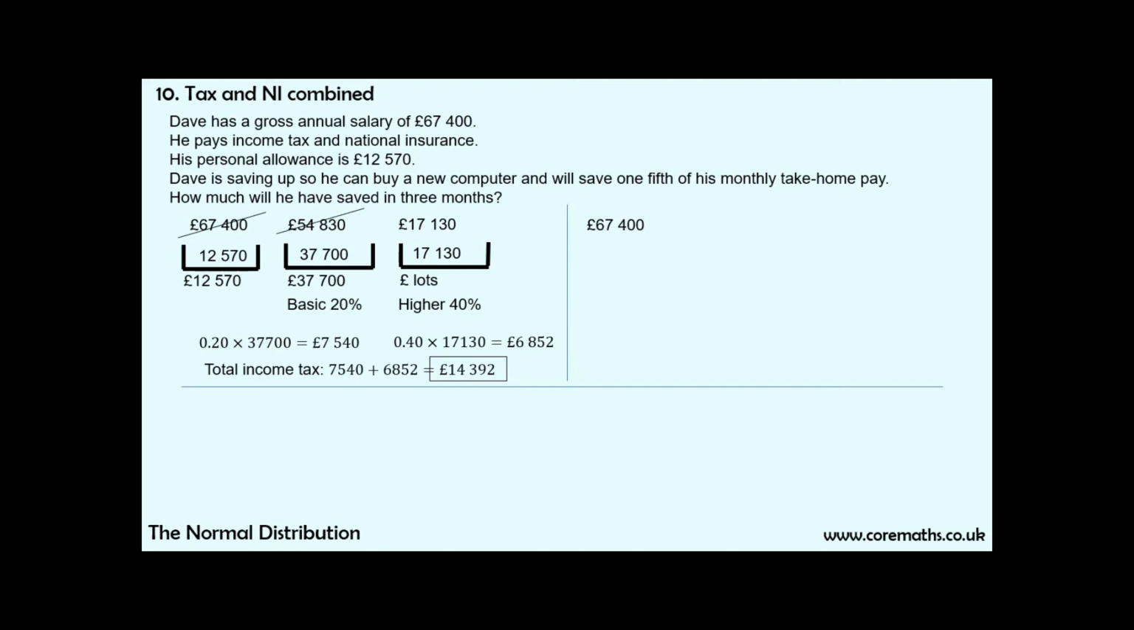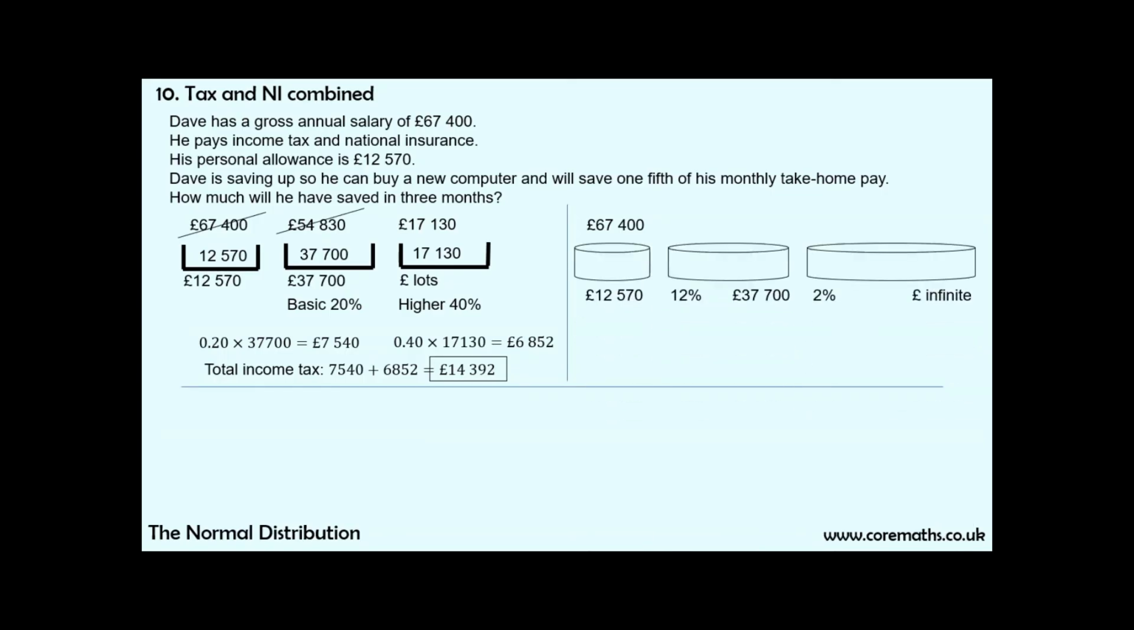Essentially starting again now with national insurance. Such a good point. You start again. You do not carry on from where you got to with the income tax. Income tax is put to one side, forget about it. You've got a box around that answer. We'll deal with that later. Go back to 67,400 and start all over again.